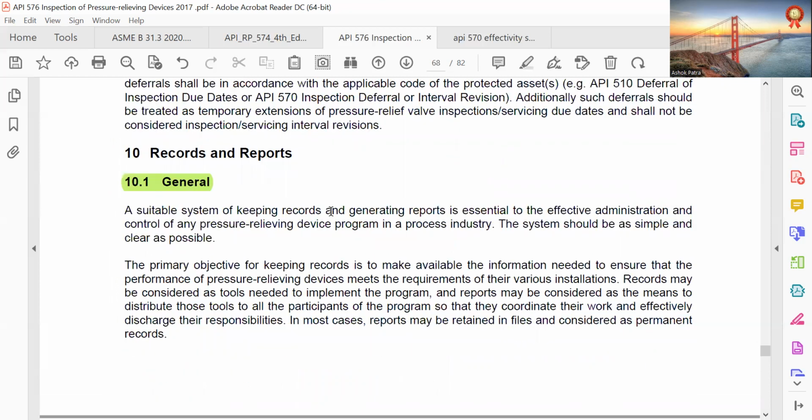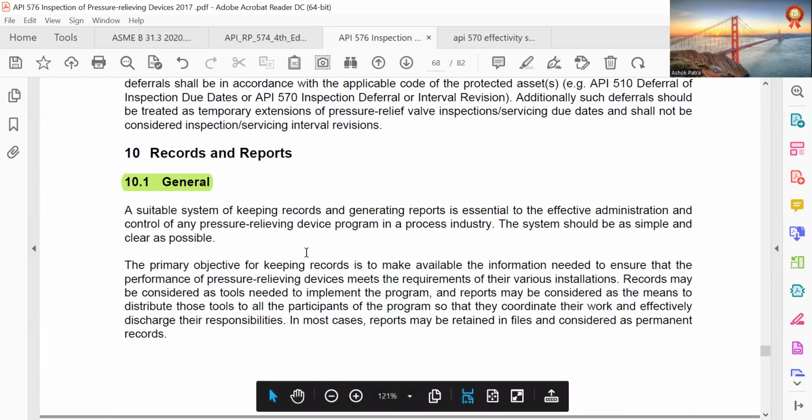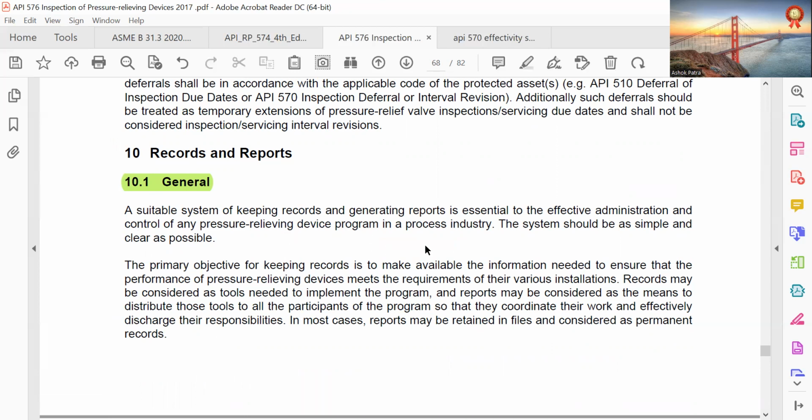General records and reports. A suitable system of keeping records and generating reports is essential to the effective administration and control of any pressure relieving device program in a process industry. The primary objective for keeping records is to make available the information needed to ensure that the performance of pressure relieving devices meets the requirements of their various installations.